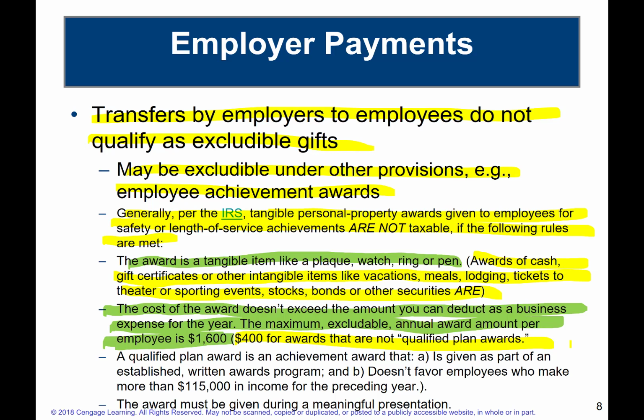A qualified plan is given as part of an established written program, and it can't favor employees who make more than $115,000 of income in the preceding year.